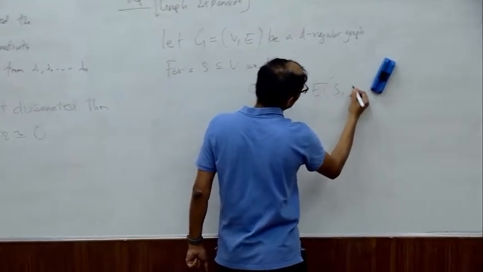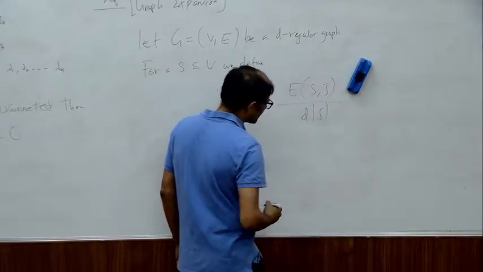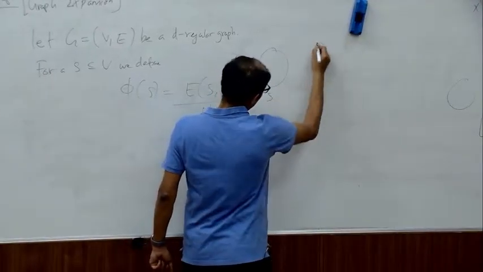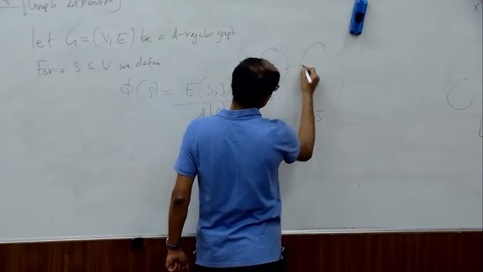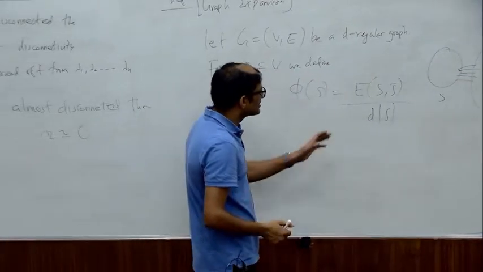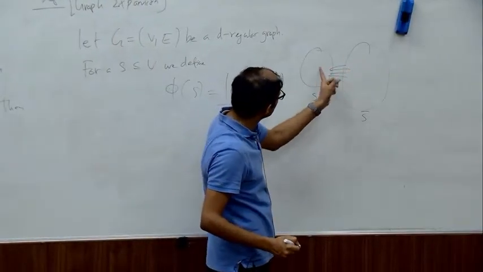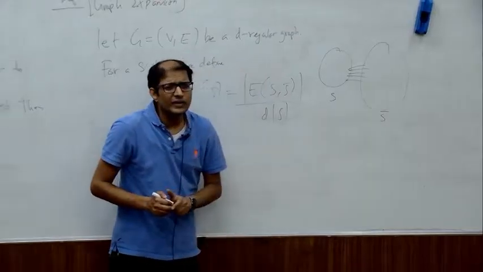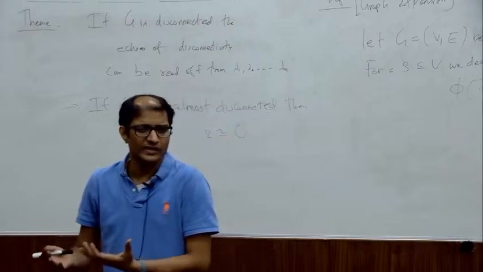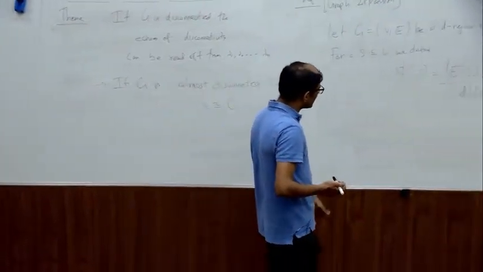It's the ratio of the number of edges going from S to S complement divided by D times the size of S. In pictures, it looks like the following: you have some subset S of vertices, and you have S complement. That's the picture. The numerator counts the number of edges that go from S to the complement of S. Here I have 5 edges going from S to the complement of S. And I divide it by the total number of edges incident to vertices in S.